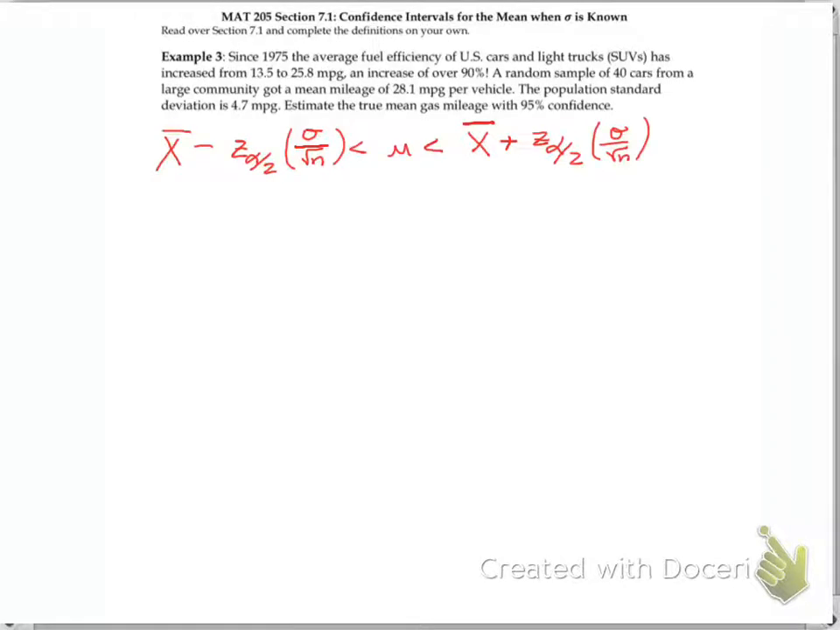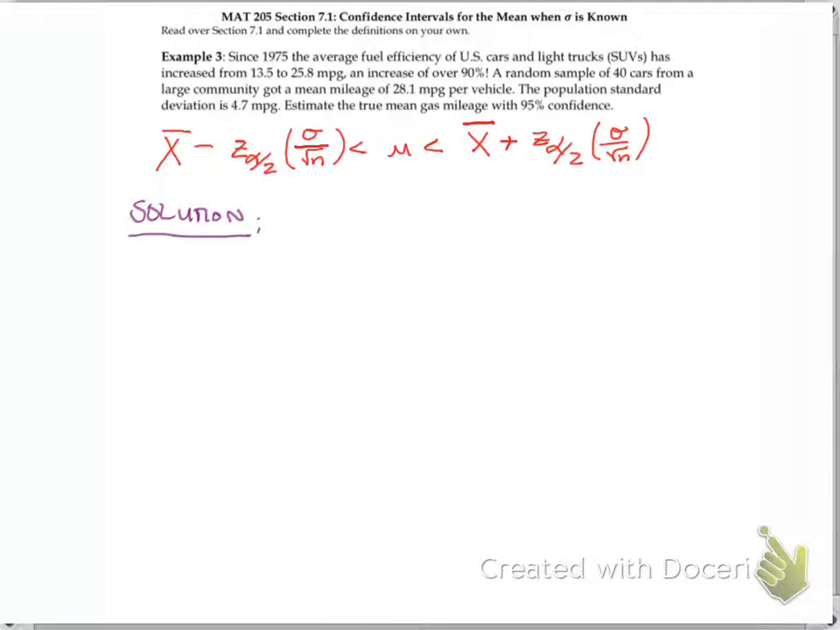I just rewrote the formula for the confidence interval because we're going to be using it throughout most of these problems. So let's look here in example 3. Since 1975, the average fuel efficiency of U.S. cars and light trucks has increased from 13.5 to 25.8 miles per gallon, an increase of over 90%. A random sample, so while I'm talking, I also will be writing, and you should too.